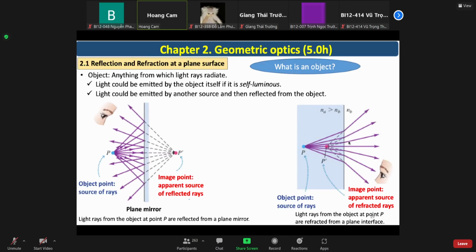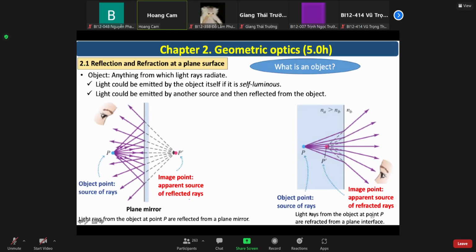So the refracted rays don't meet each other, but they have a virtual meeting point. So we make the dashed line to find that intersection point here, P prime. So P is the object point, the source of rays, and P prime is the image point, which is the apparent source of refracted rays. Apparent means it seems to be the source, but in fact, it's not the source, right?